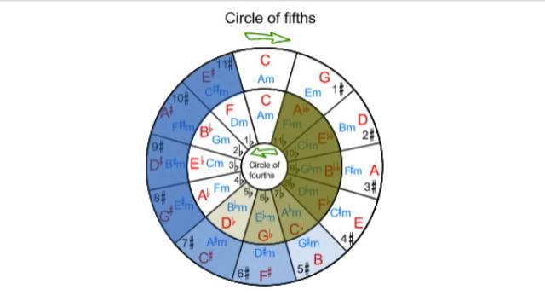The outer circle shows the progression of the keys in the circle of fifths, which, apart from the keys of C major or A minor, all have sharps in their key signature. The inner circle shows the progression of the keys in the circle of fourths, which, apart from the keys of C major or A minor, all have flats in their key signature.